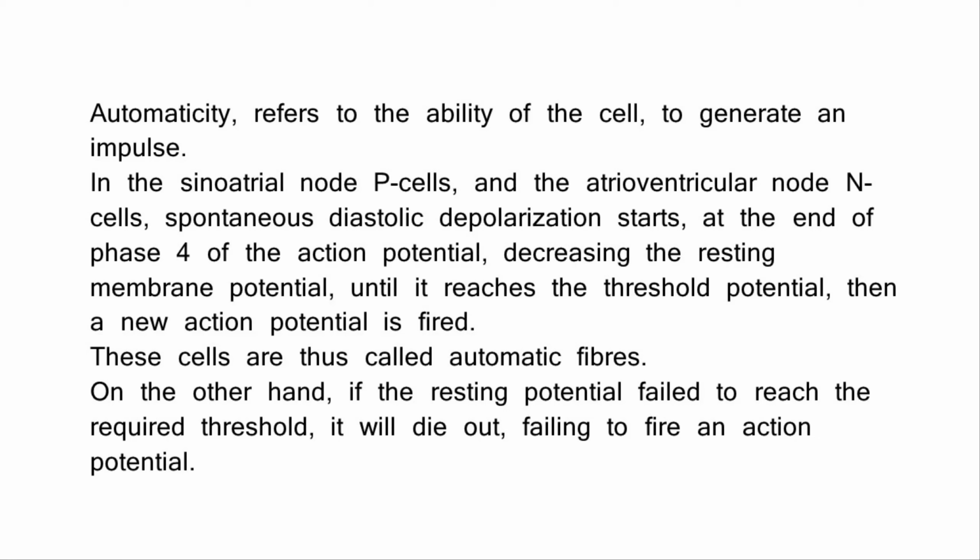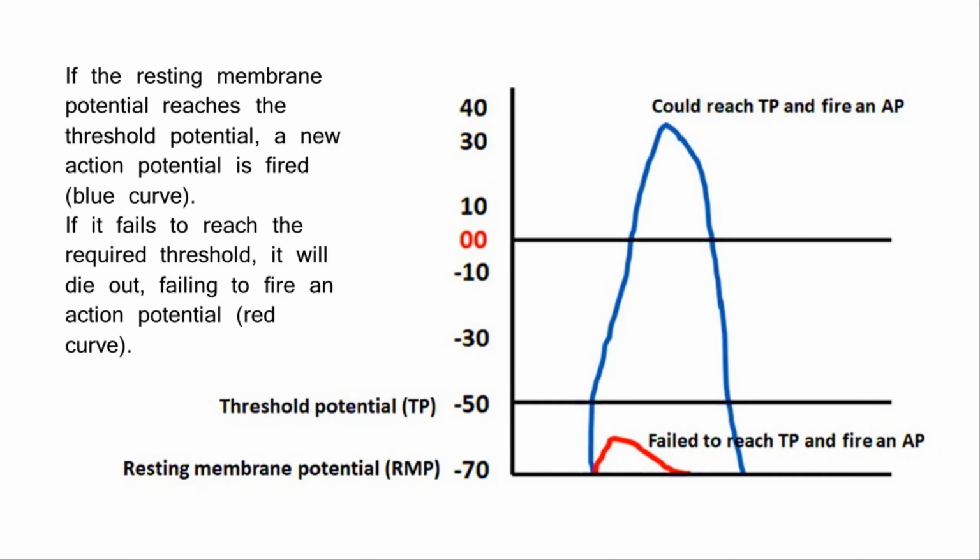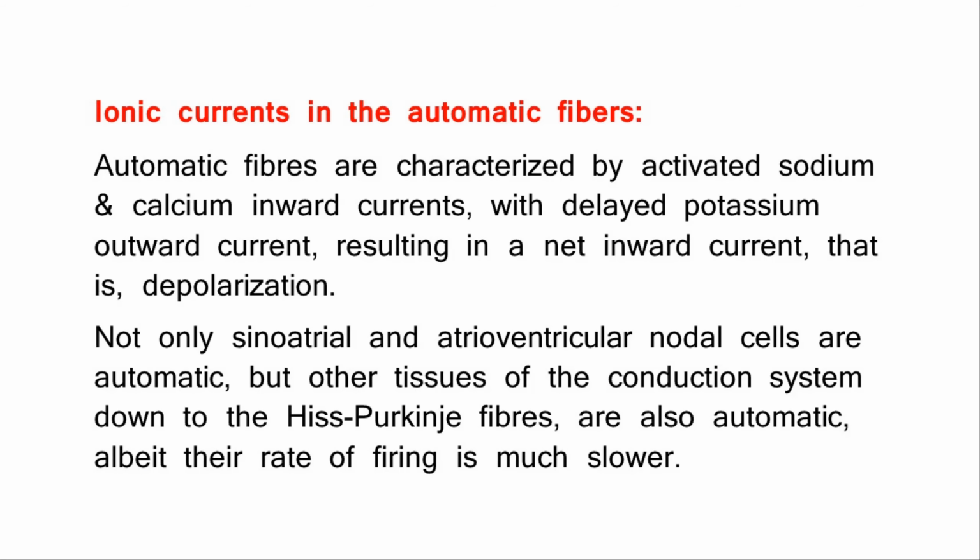On the other hand, if the resting potential failed to reach the required threshold, it will die out, failing to fire an action potential. If the resting membrane potential reaches the threshold potential, a new action potential is fired, blue curve. If it fails to reach the required threshold, it will die out, failing to fire an action potential, red curve. Ionic currents in the automatic fibers.